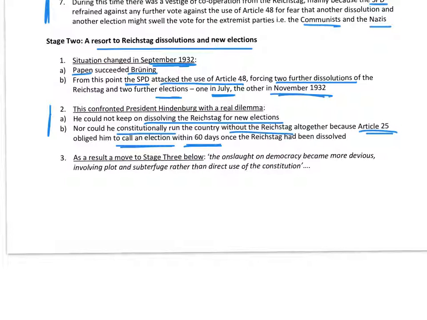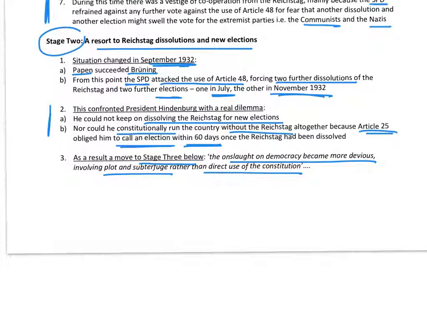So that's the sort of middle stage. It didn't last very long. It lasted from the summer of 1932 to the end of 1932. So as a result, caught in that dilemma, he had to move to stage 3. And a nice little quote here: the onslaught on democracy now became more devious, involving plot and subterfuge rather than direct use of the Constitution.